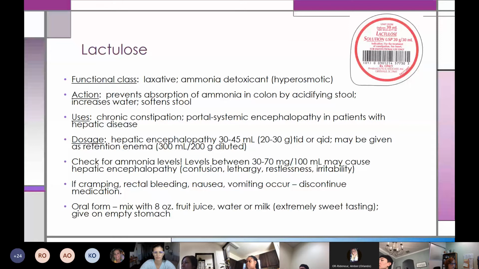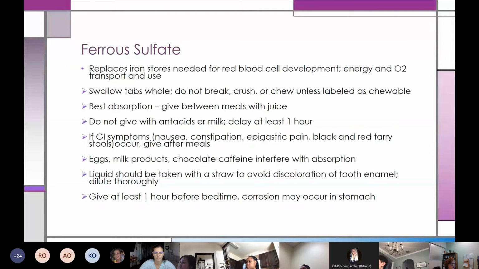We don't like to give it with eggs or milk products or chocolate and caffeine because it could interfere with the absorption as well. For ferrous sulfate or any iron products, we're going to use a straw because the straw tends to put it back in the further part of the mouth instead of on the teeth, and iron can stain the teeth, all right? And again, careful about giving it at bedtime because, as I mentioned, it's very corrosive to the body.